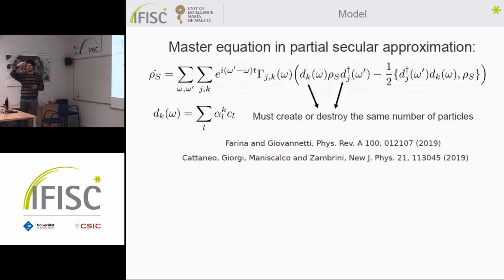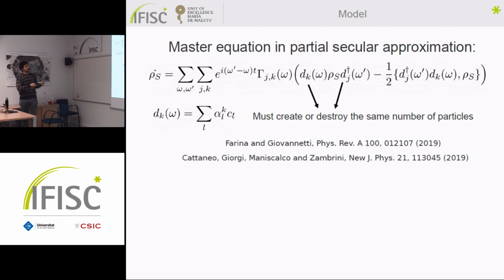If you know, the fact is that if things in the master equation are rotating fast, then they are negligible in the dynamics. So if this difference between omega prime and omega is big enough, all the terms here can be deleted. This partial secular approximation means this: we delete all the terms here which are not slowly rotating, but rotate fast.